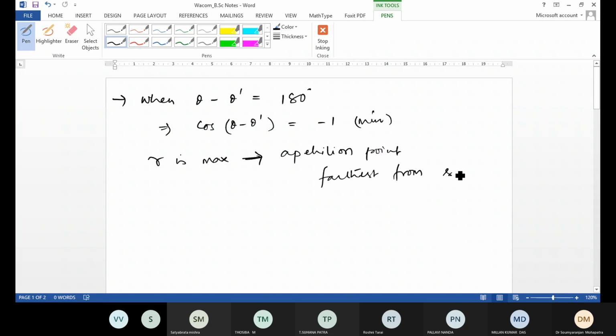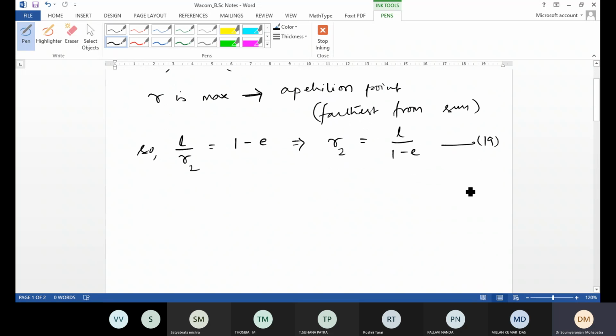That is farthest from the Sun. So what happens here? I can write L by R2 is equal to 1 minus E. This implies R2 is equal to L by 1 minus E. That is equation 19.